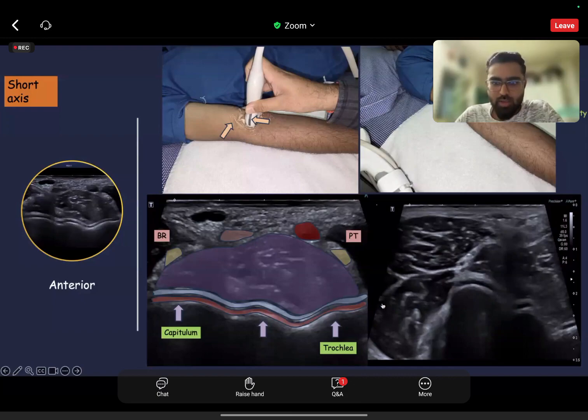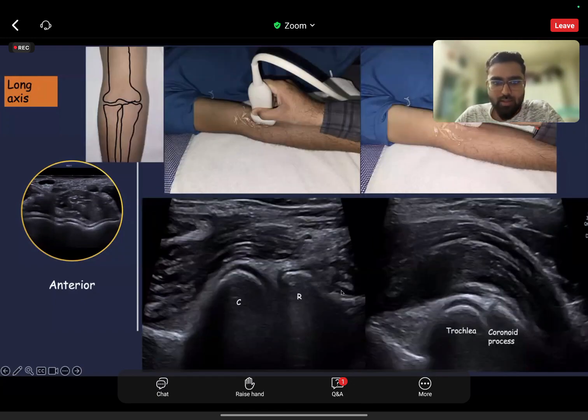Okay, so the next is this approach. That was in the short axis. This is the long axis. That's why I started my presentation with the surface anatomy. You just put your probe here and just go medially. You will get these good images.